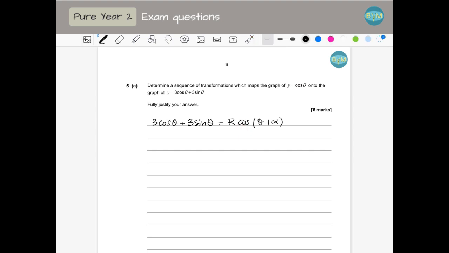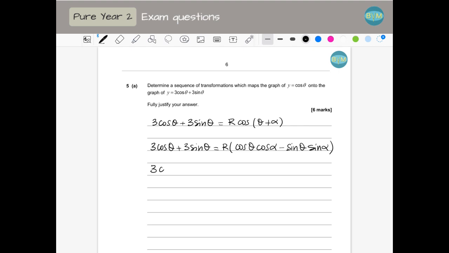And now, to do these questions, remember we use the addition angle formula for the cos. So I have 3 cos theta plus 3 sine theta, which is going to be r, and I'm going to write cos theta cos alpha minus sine theta sine alpha. The formula is in your formula booklets.